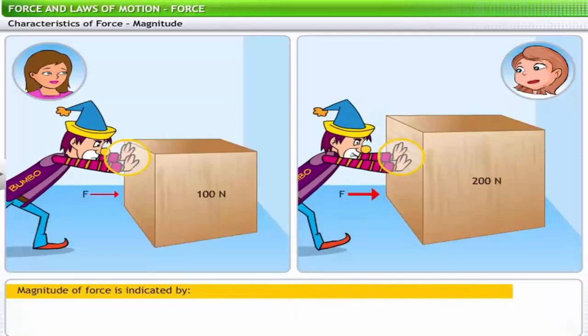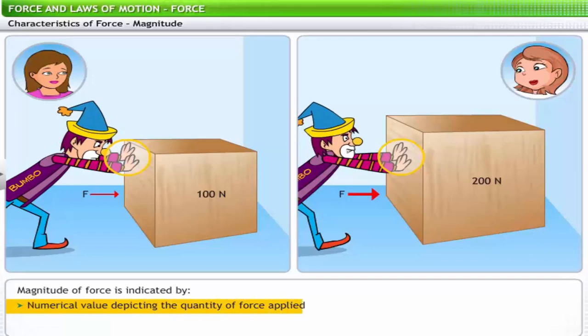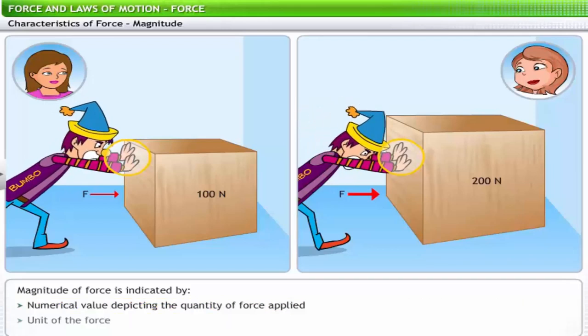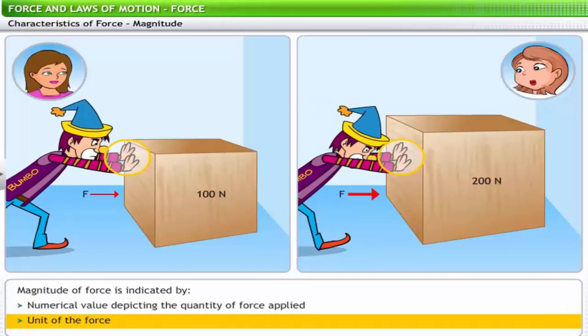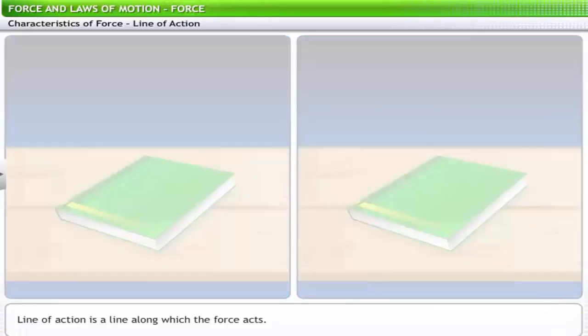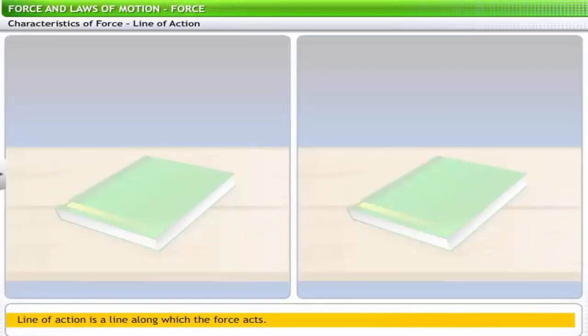The magnitude of force is indicated by the numerical value depicting the quantity of force applied and the unit of the force. Line of action is a line along which the force acts.